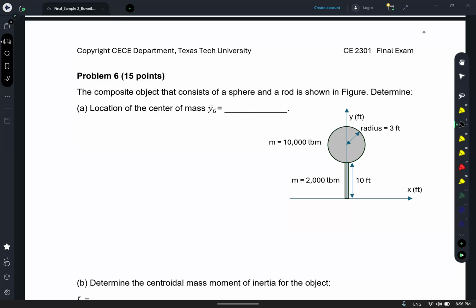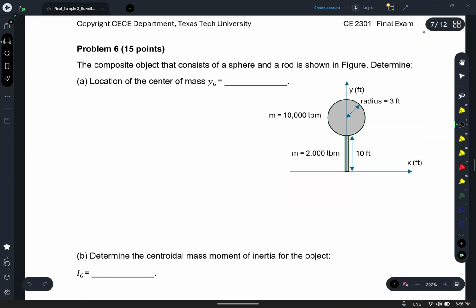Okay, so now it is problem 6 for the sample 2 of our final exam. It asks us to find the center of mass and the central mass moment of inertia of the composite object. Before we get started, let's check the units.